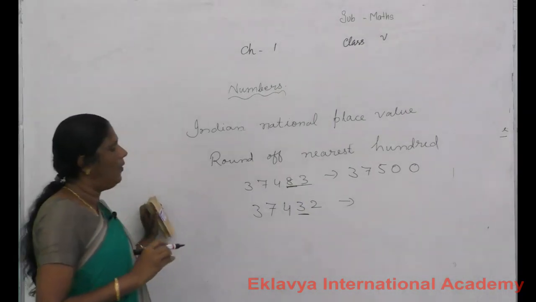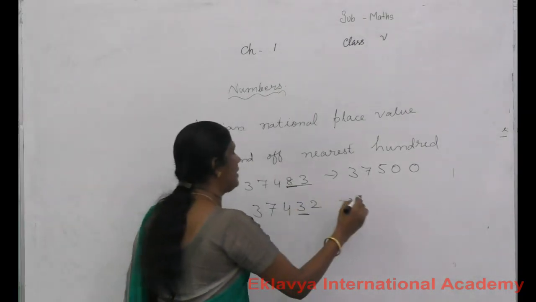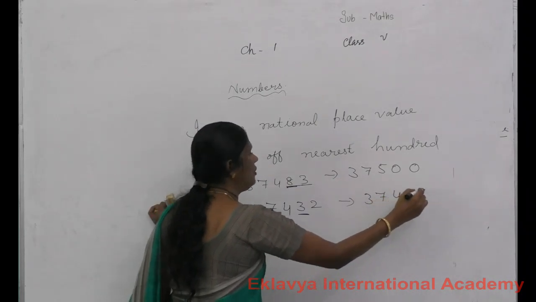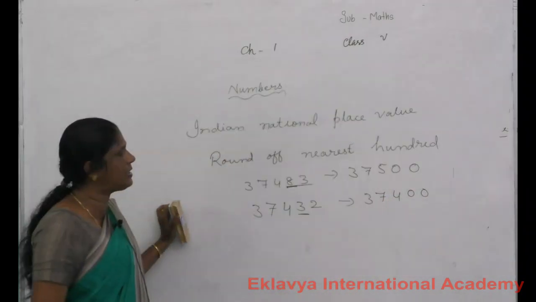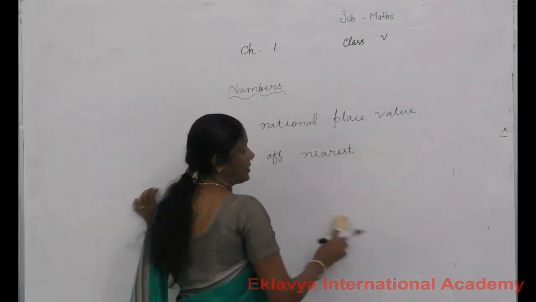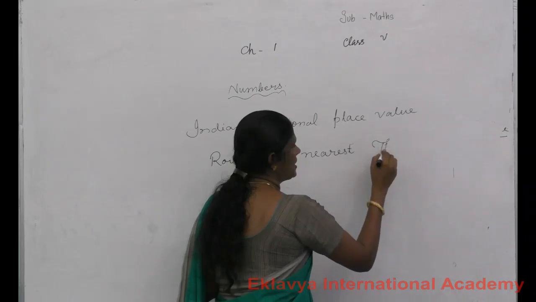3 comes in the tens place. What is the answer? 3, 7, 4, 0, 0. There is no change here. Then next, nearest 1000.